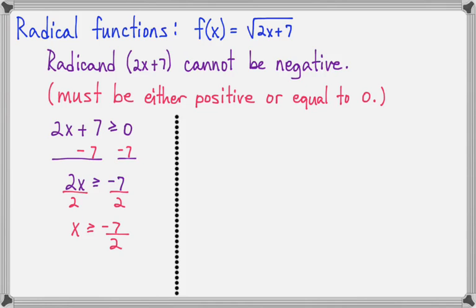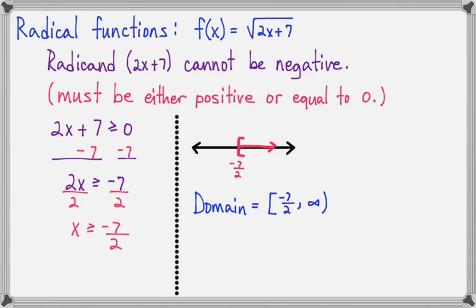Now to put this in interval notation, we will draw the little graph, and we have a bracket because of the or equal to. Remember that it's okay for what's under the radical to equal 0, it just can't be negative. And so the domain would be bracket negative 7/2 to infinity.